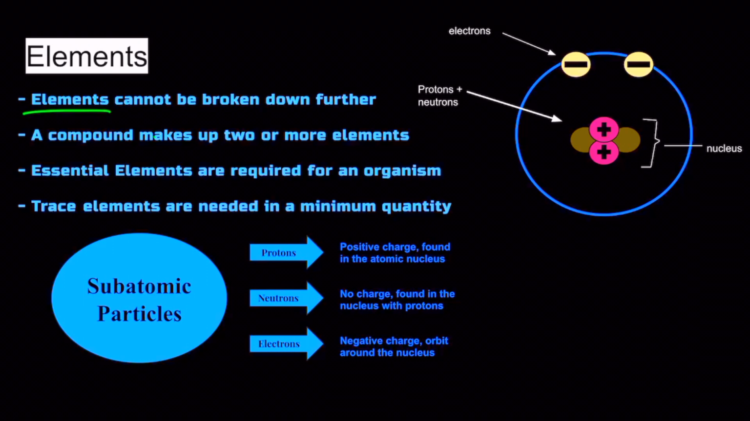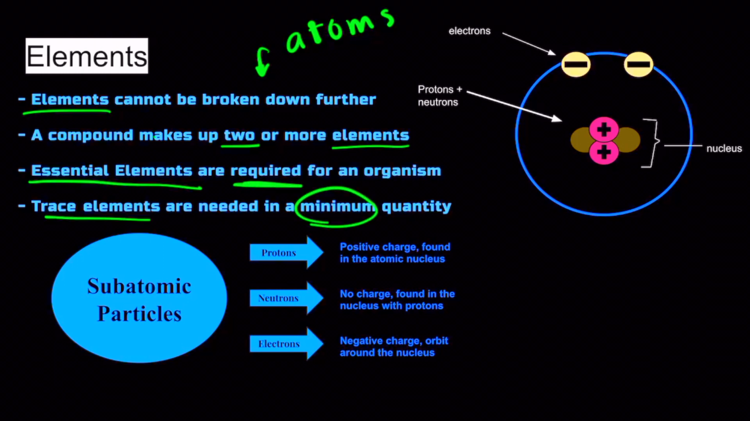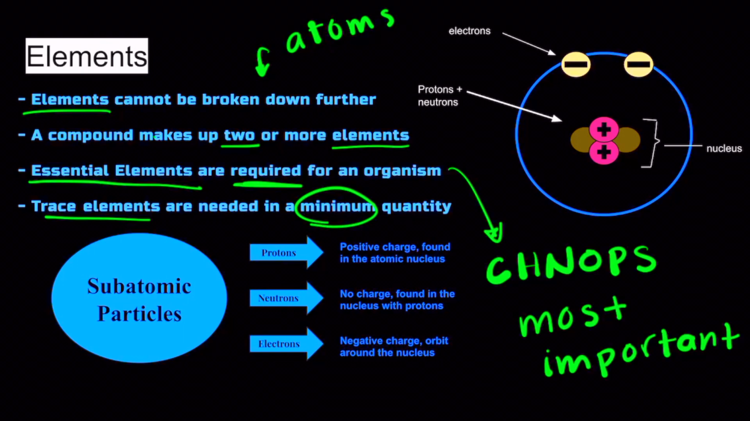Elements cannot be broken down any further, and this is because they're made out of atoms, and atoms cannot be created or destroyed. Moving on, a compound is made up of two or more elements. An example of this is water, which is made out of 2 hydrogens and 1 oxygen. Essential elements are required for an organism, and trace elements are needed in minimum quantity. So, let's talk about some of the essential elements.